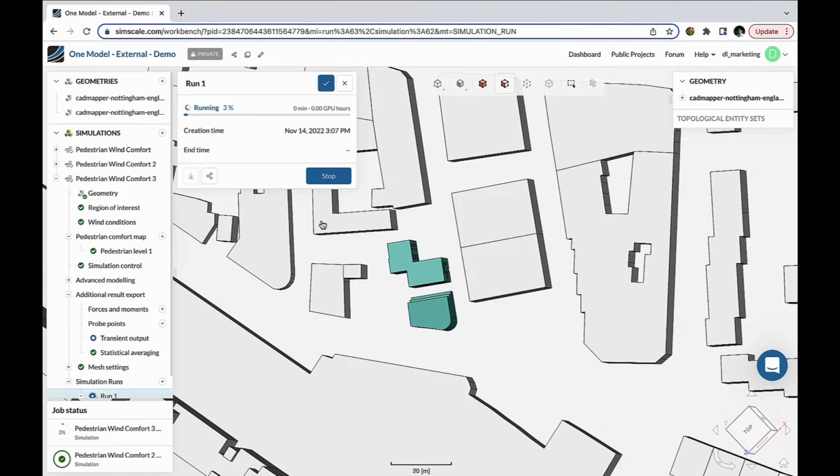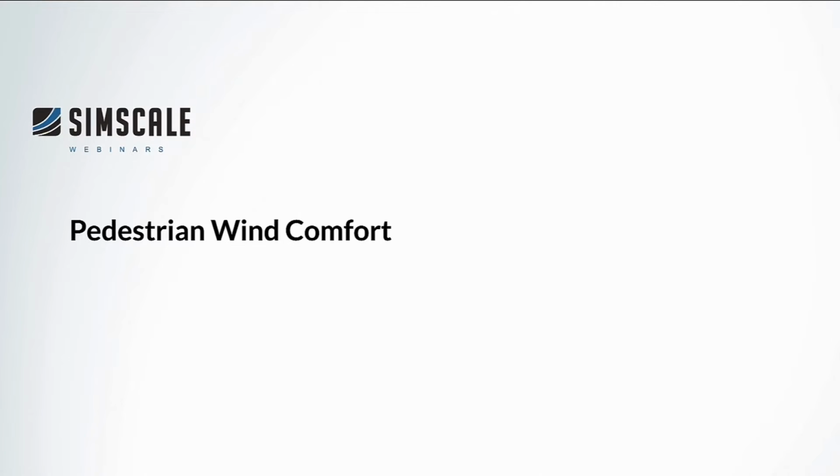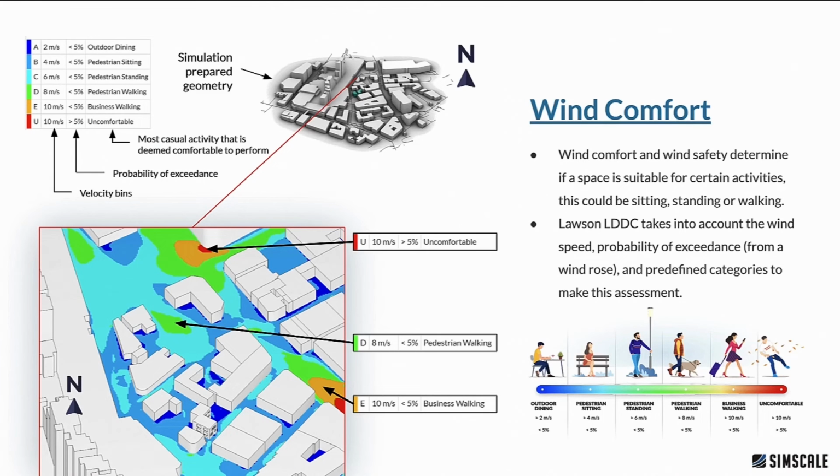So let's go back to the slide deck and discuss exactly in detail what we saw in terms of results. So firstly, we're going to look at pedestrian wind comfort. So that was the last result that I showed in the demo. Naturally, I'm doing it in reverse order.